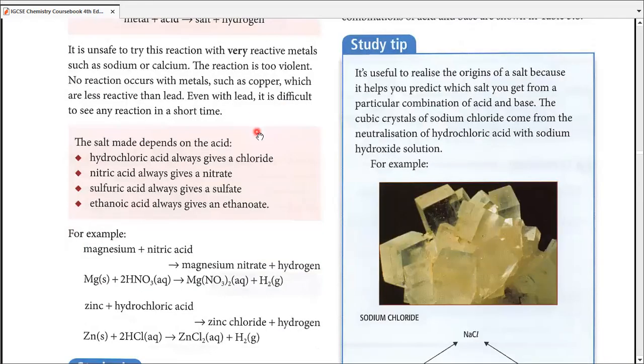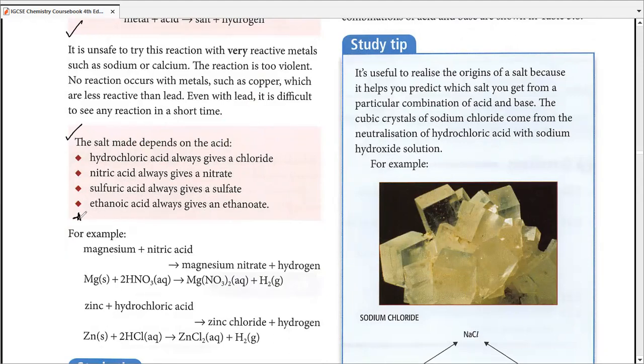Now, the salt which is made depends upon the acid. These lines are very important. I ask my students to memorize every pink portion on this page, including this one. Hydrochloric acid always gives a chloride salt. Nitric acid always gives a nitrate salt. Sulfuric acid would always give a sulfate salt. Ethanoic acid would always give an ethanoate salt.